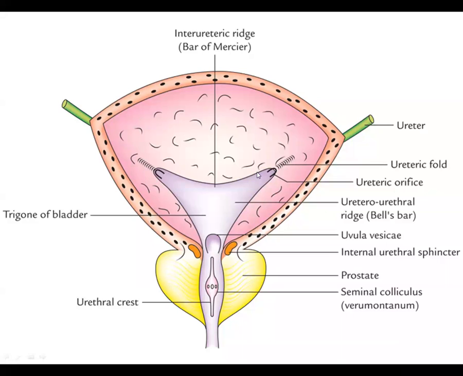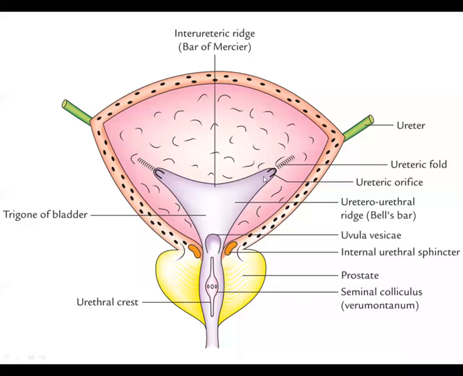So these two are the ureteral openings, and there is a thick line joining the two openings of the ureter, and that line is called the interureteric ridge or bar of Mercier. This can be asked in your MCQs. What is bar of Mercier? So what is Mercier's bar? It is the interureteric ridge. Okay, interureteric means between the two ureteral openings in the urinary bladder.